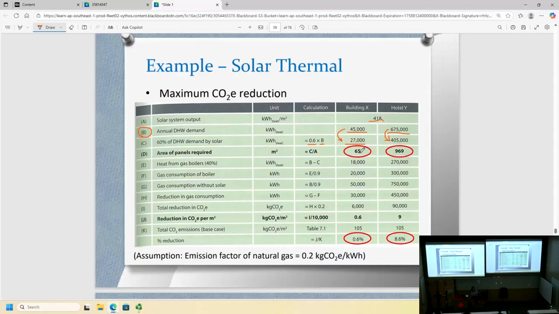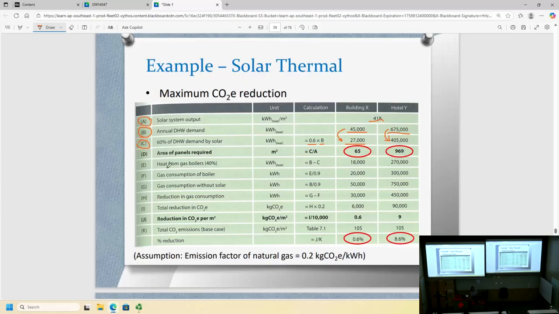Okay, area of the solar collector panel. So C divided by A. So here 27,000 divided by 418. Then we have 65. So 65 square meter of solar thermal collector will be able to output this amount of heat energy for achieving 60% of the domestic hot water demand for building X. Okay, and similarly for hotel Y, we also have the area.